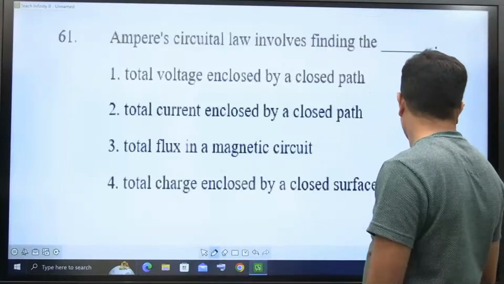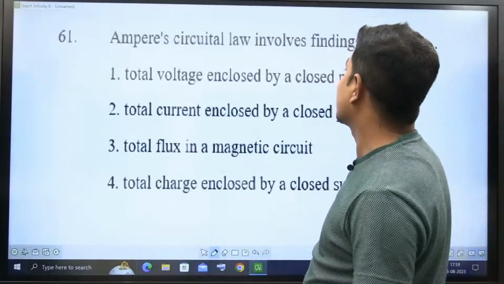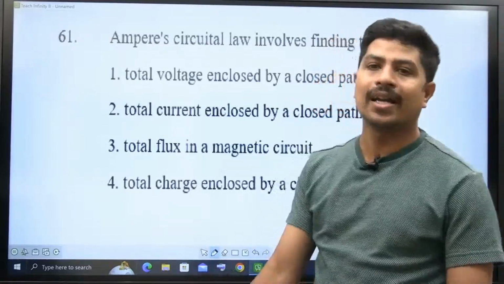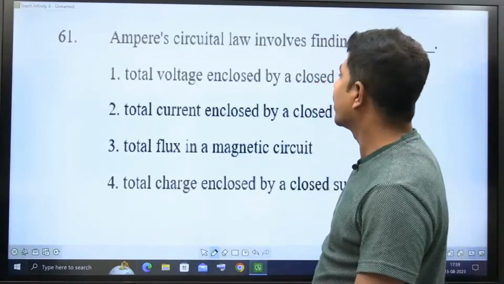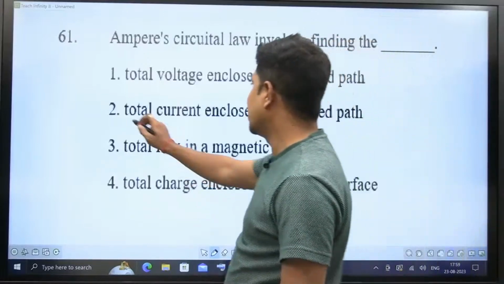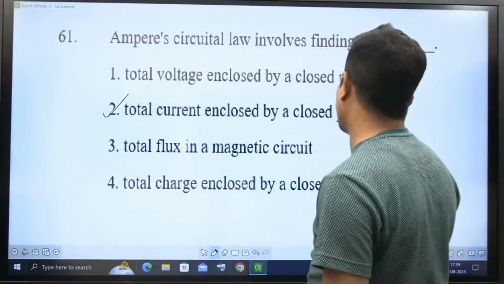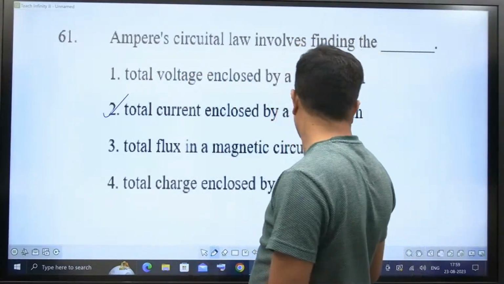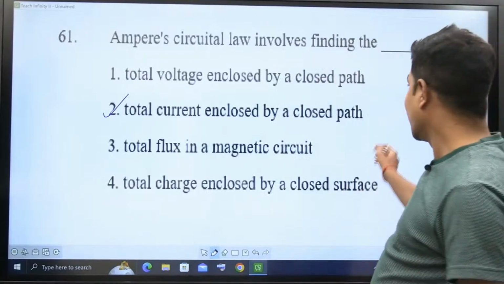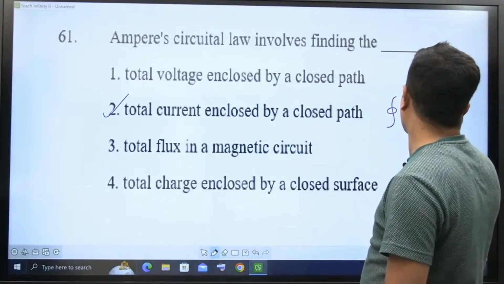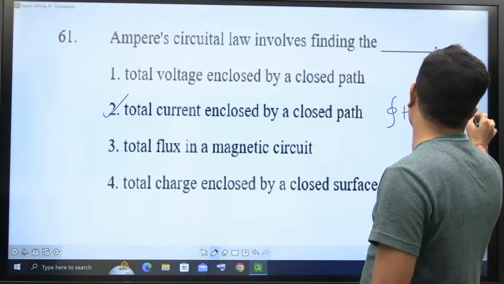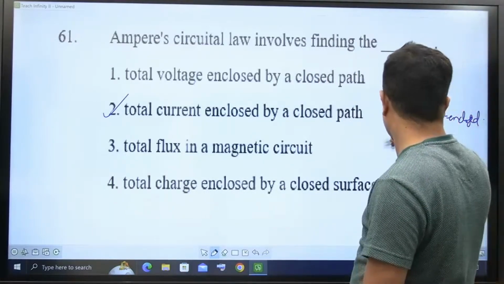See, all are very simple questions. Ampere circuit law involves finding the current in a closed path. Total voltage, no. Total current enclosed by a closed path, yes. Total flux in a magnetic circuit, no. Total charge enclosed by a closed path surface, no. Ampere circuit law is related to current. Closed integral H dot dl is equal to I enclosed is the Ampere circuit law.